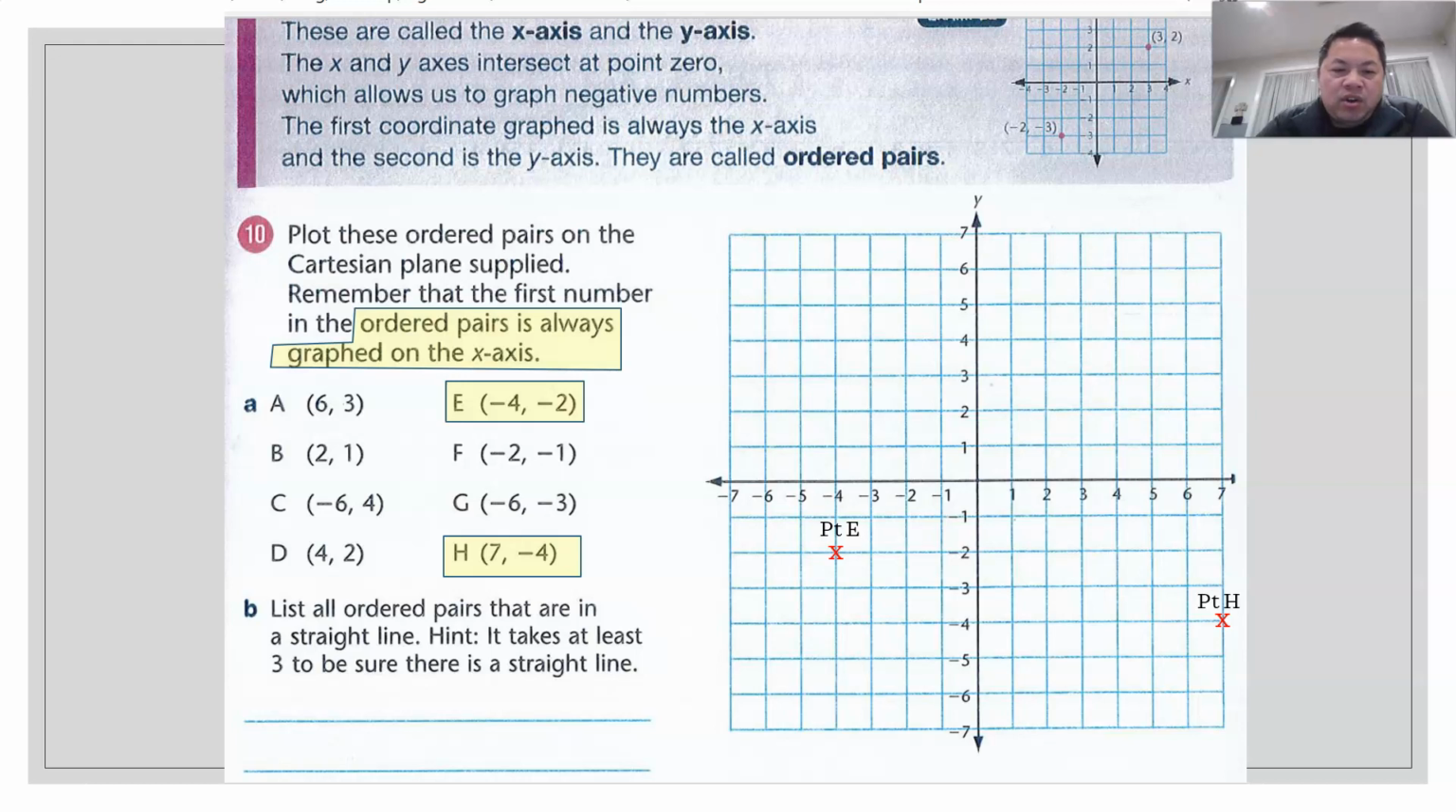Then they say list all the other points that are in a straight line. After you plot all these 8 points, you will be able to find out some of the points that will lead you on a straight line. You just need to write down these points. Write down the ordered pairs. The ordered pairs mean the x and y values for each of the points, and then name them in a manner whereby you can get a straight line.